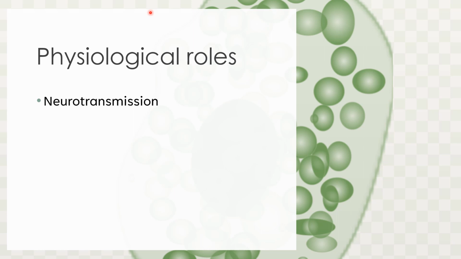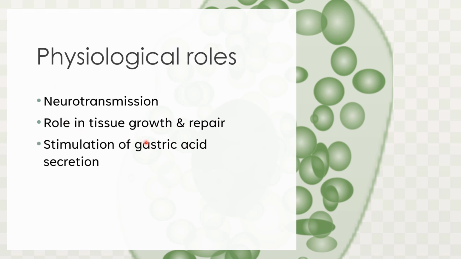It has also a role in the CNS. For example, it regulates the body temperature, CV function or the cardiovascular function, and the regulation of the anterior pituitary hormone release. It has also a role in tissue growth and repair. It is also important for the stimulation of the gastric acid secretion. So histamine is considered to be the most important regulator of the gastric acid secretion, and it stimulates the secretion via the H2 receptors.